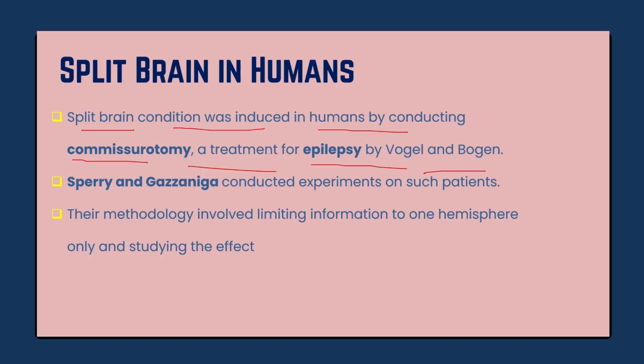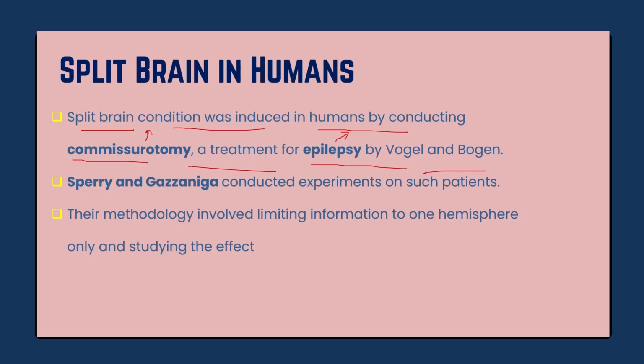Now, we have learned about commissures. These are the tracts of neurons which connect the left hemisphere with the right hemisphere of the brain. We also know what epilepsy is. This happens when there is a surge of electrical activity in different areas of the brain. So, to treat epilepsy, a surgery is done where these commissures are cut so that electrical activity from one hemisphere is not passed on to the second hemisphere.